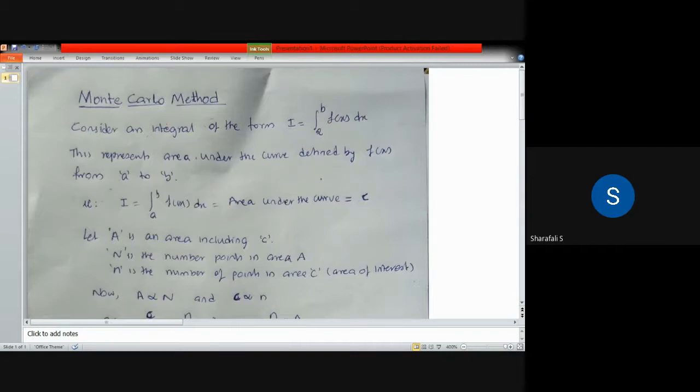Consider an integral of the form I equal to integral a to b f of x dx. Consider a definite integral like this, and this represents the area under the curve. That curve is defined by f of x.